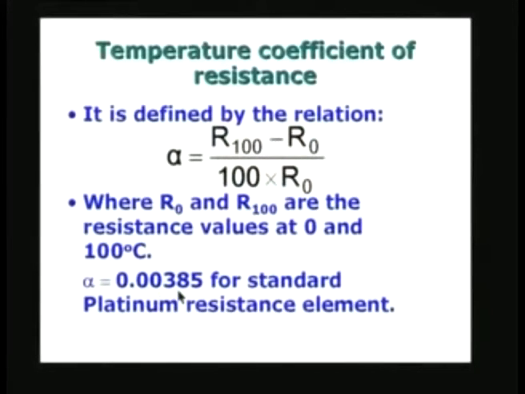Internationally, the purity of the platinum element is specified, and the alpha value which should characterize that is also specified by giving a value equal to alpha equal to 0.00385 for standard platinum resistance element. This is very important, and I have indicated R naught and R 100 are the resistance values at 0 and 100 degrees Celsius at the ice point and the steam point.